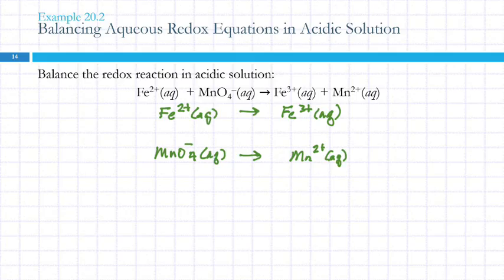Balance for mass. Oh, top one's done. Bottom one, we're supposed to look at everything but oxygen and hydrogen first. Manganese, one of each. That's great. We do oxygen next, because when you balance with oxygen, you change hydrogens. If you did hydrogen first, you'd mess it up when you did the oxygen. So you always do oxygen first.